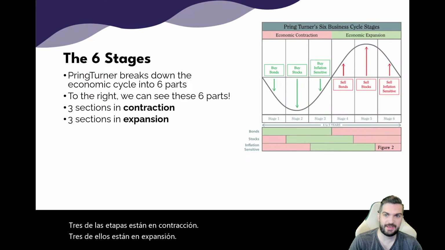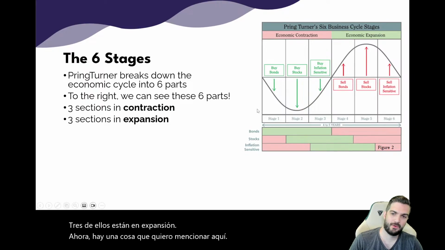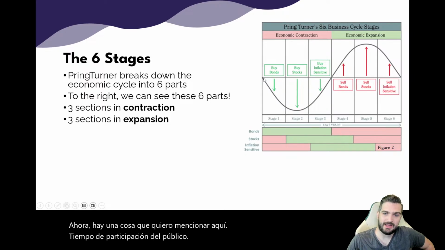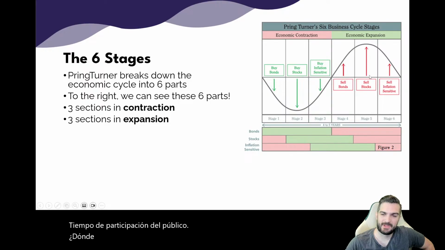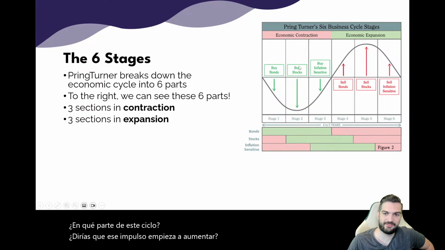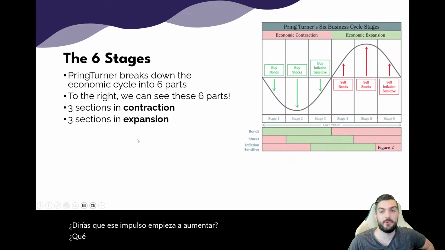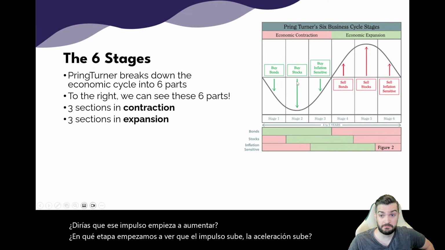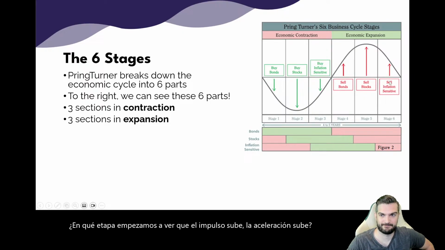Now, there's one thing I want to mention here. Audience participation time. Where in this cycle would you say that momentum starts to go up? What stage do we start to see momentum going up? Acceleration going up? 1, 2, 3, 4, 5, or 6? The answer is 1.